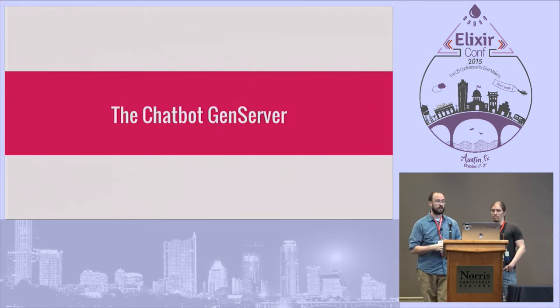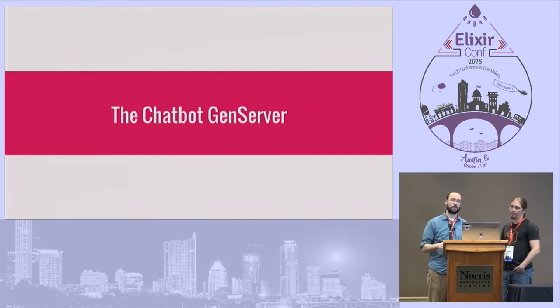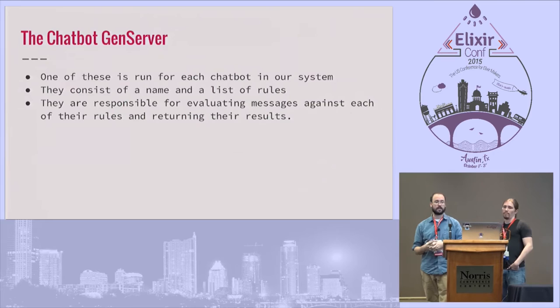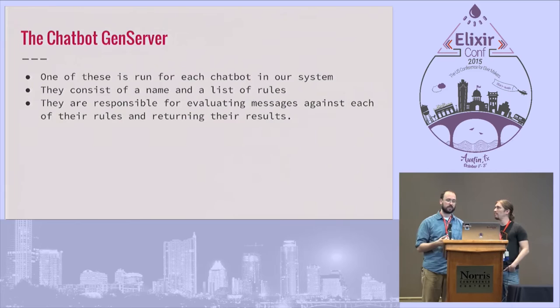Next, we have a chatbot GenServer. This is an abstraction around a list of rules. In our current implementation, we aren't threading any state through this, so it's not technically necessary for us to have a GenServer here. But this would be the place, if you were building a rule or a system that built up state as the rules were evaluated, where you would do it. A chatbot just consists of a name and a list of rules, and they run in their own processes. They handle evaluating a given input against their list of rules and collecting the results to return them.